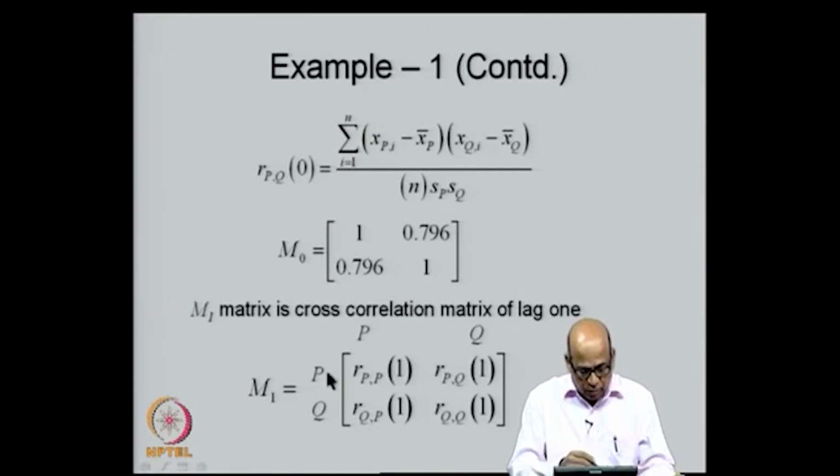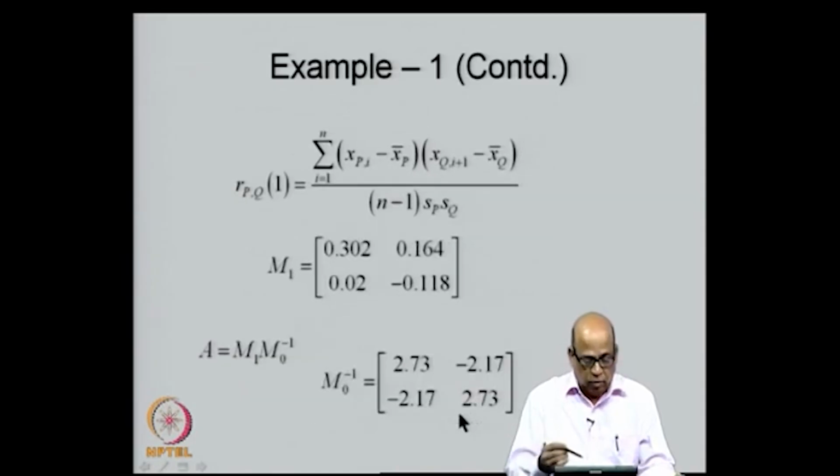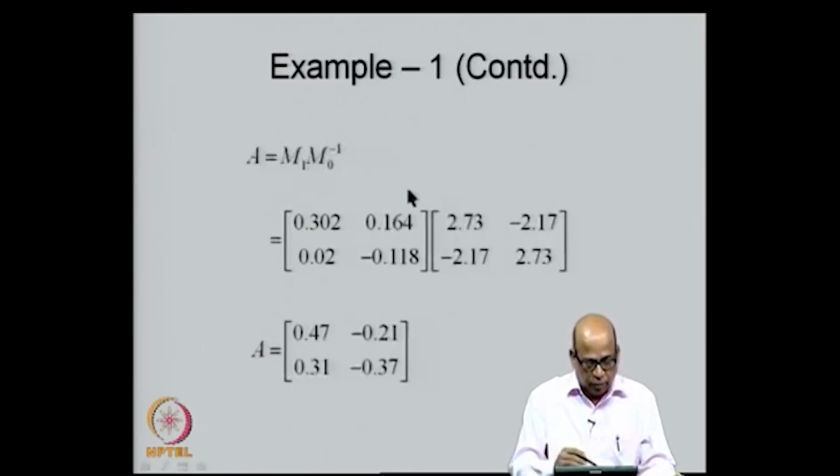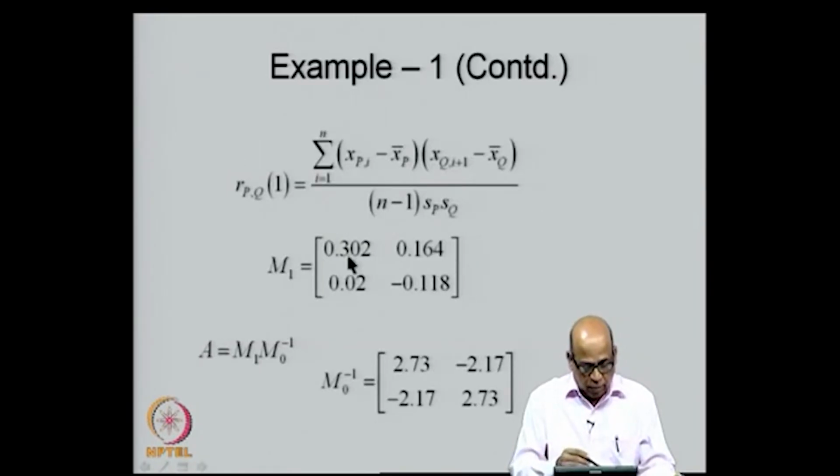Then M 1, similarly we define it as the lag 1 cross correlation matrix between P and Q. So, this is P P, P Q, Q P and Q Q. You get M 1 using this expression, which is just a lag 1 correlation. You get M 1 equal to 0.302, 0.164 etcetera. So, you define M 1. From M naught you can determine M naught inverse. So, M naught inverse is 2.73, minus 2.17 etcetera.